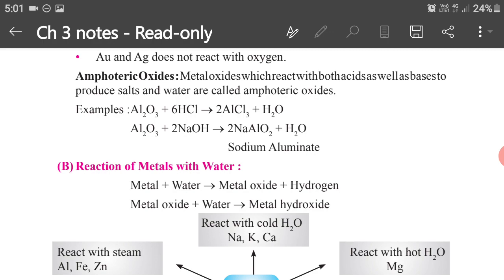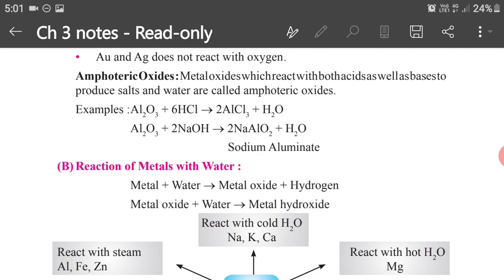Let us see how. For example, aluminium oxide when it reacts with hydrochloric acid forms aluminium chloride plus water, and aluminium oxide also reacts with sodium hydroxide and forms sodium aluminate plus water. So sodium hydroxide and hydrochloric acid, base and acid, both react with aluminium oxide.